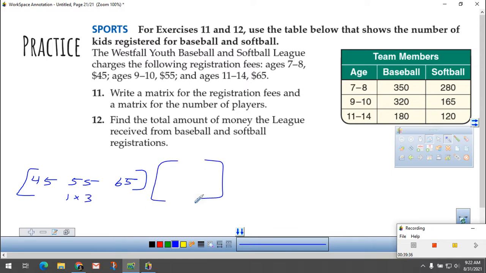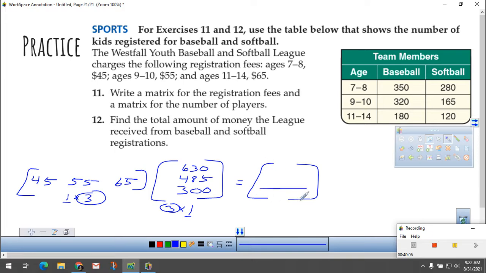And then, let me go back and add up those sums again. It was 350 plus 280, so that's 630. And then 320 plus 165, so that's 485. And then 180 plus 120, so that's 300. And so this is a 3 by 1 matrix. I still can multiply them together, but I'm going to end up with only a 1 by 1. And see, that's going to give the total amount of money the league received for all registration, that one number, and that's what I want. So 45 times 630 plus 55 times 485 plus 65 times 300. So they collected $74,525 in registration fees for all of those team members.